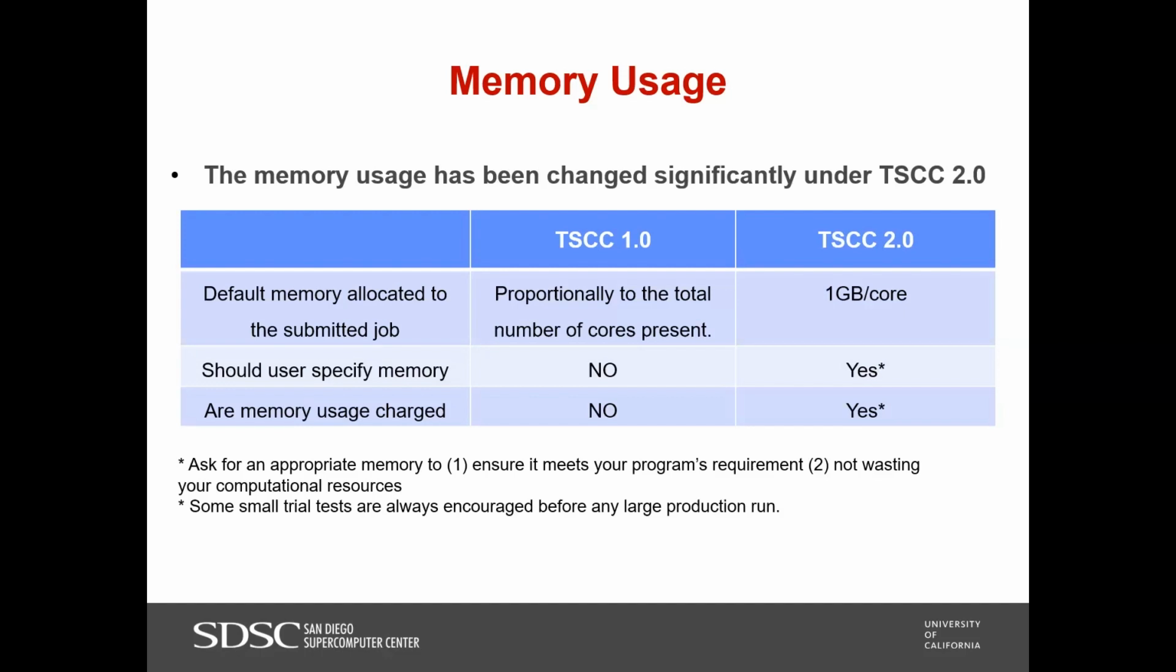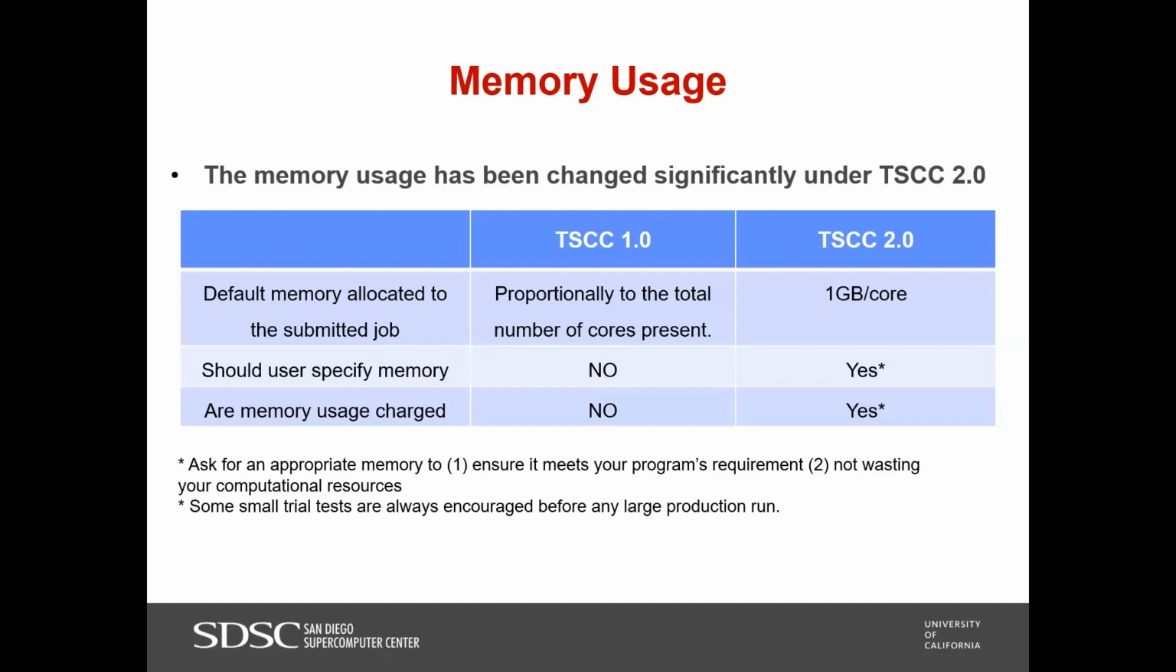That means if you don't specify memories in your job script or in your SLURM command, you will get 1 GB memory per core by default. And you should specify the memories based on your exact need. I mean, how many memories should you specify? That's a very good question. Depending on your applications, it should be large enough to meet your program's requirement.